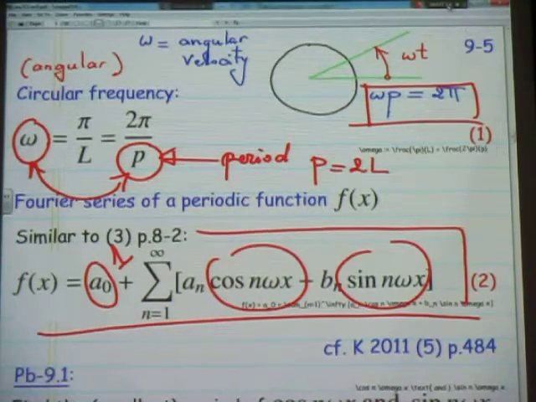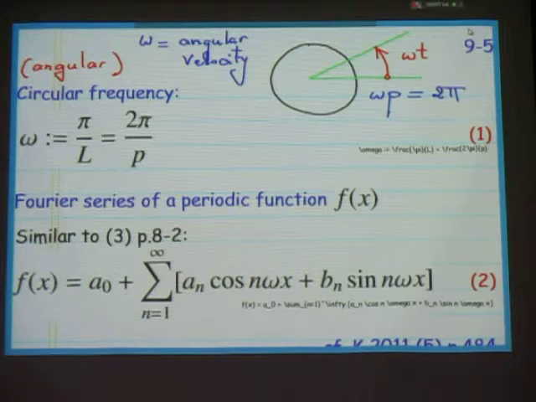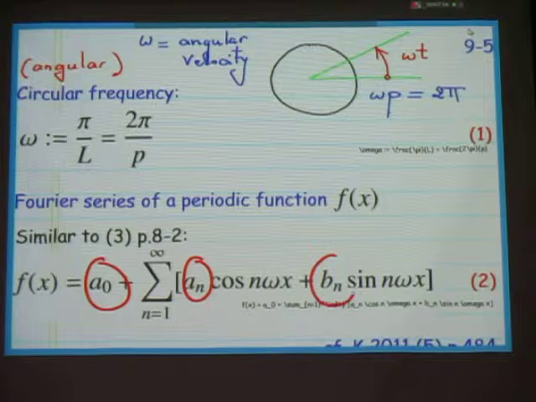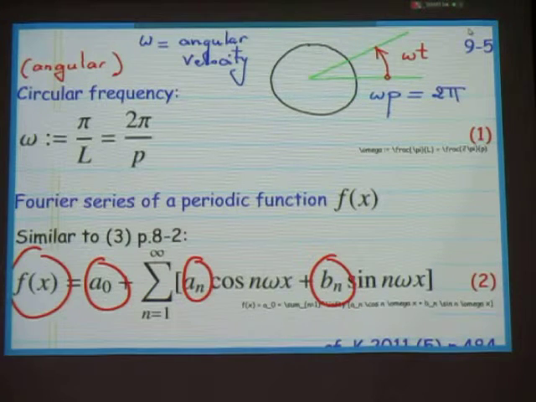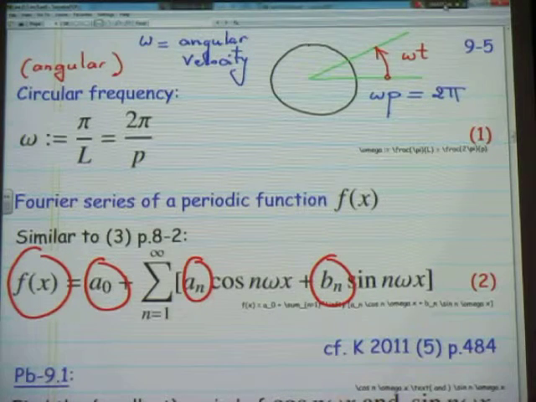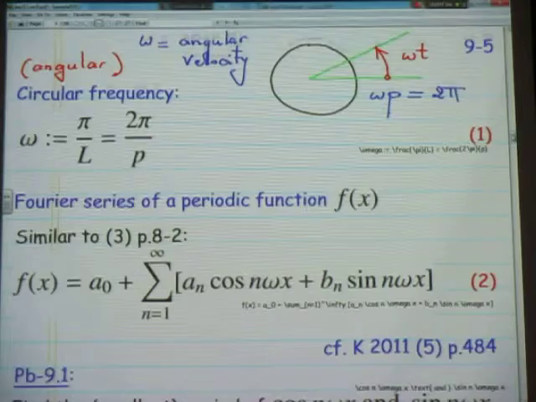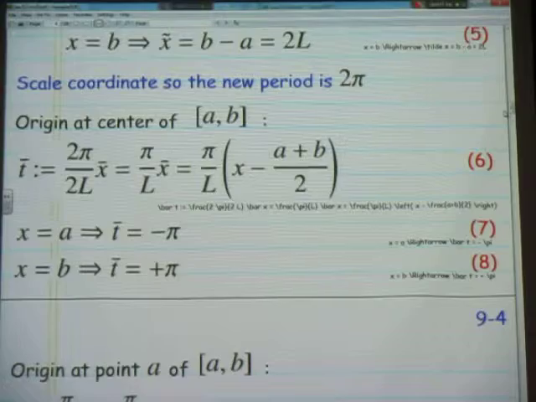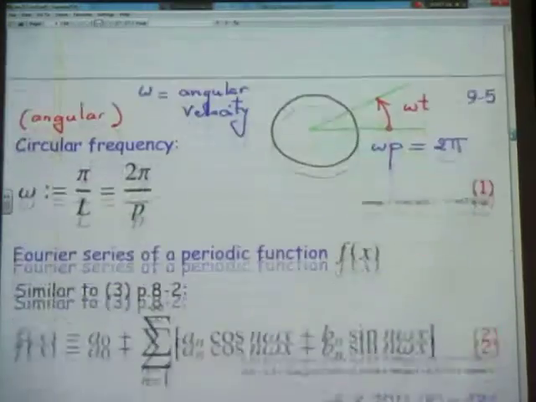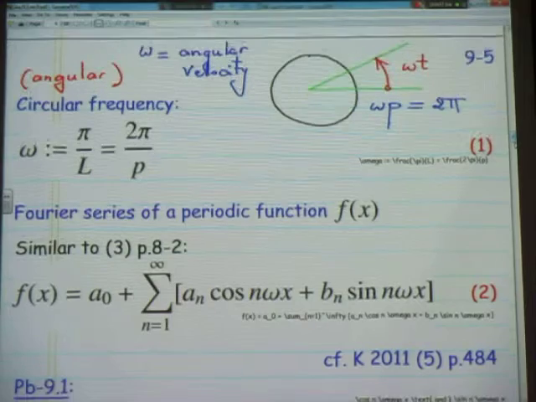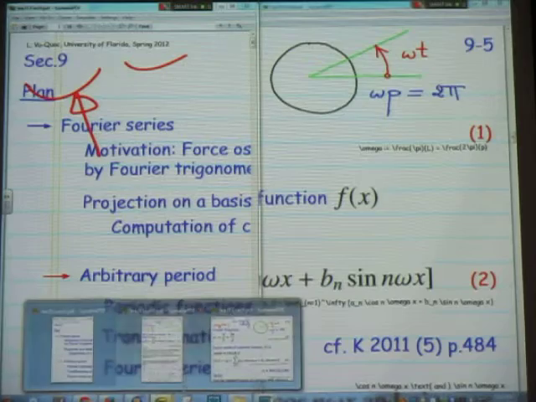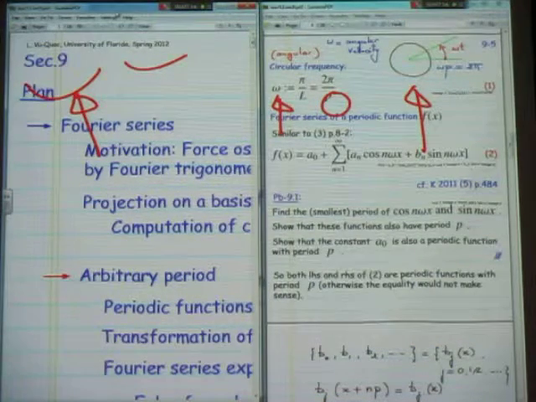Let me clear out the ink here. How to find the coefficients A0, A_n, and B_n given the function f. Okay, and that should be given above also. Let me keep, sorry, and go to my small windows so that you can see the big picture.